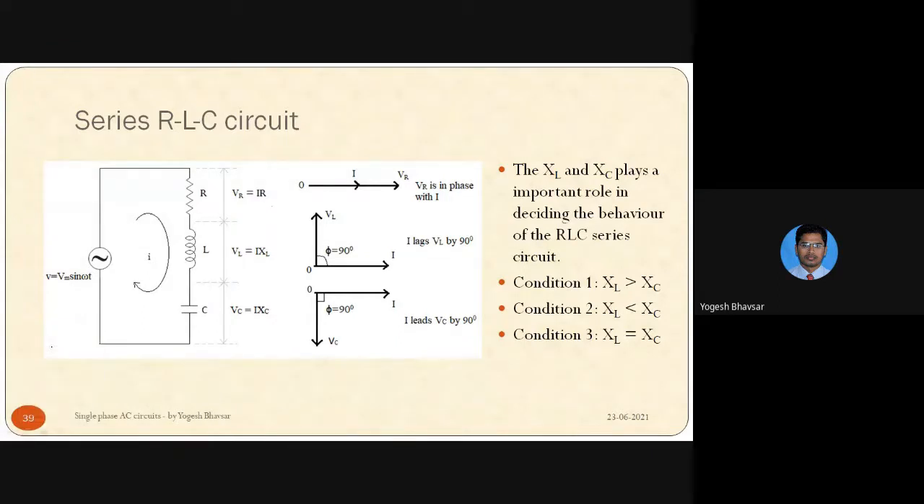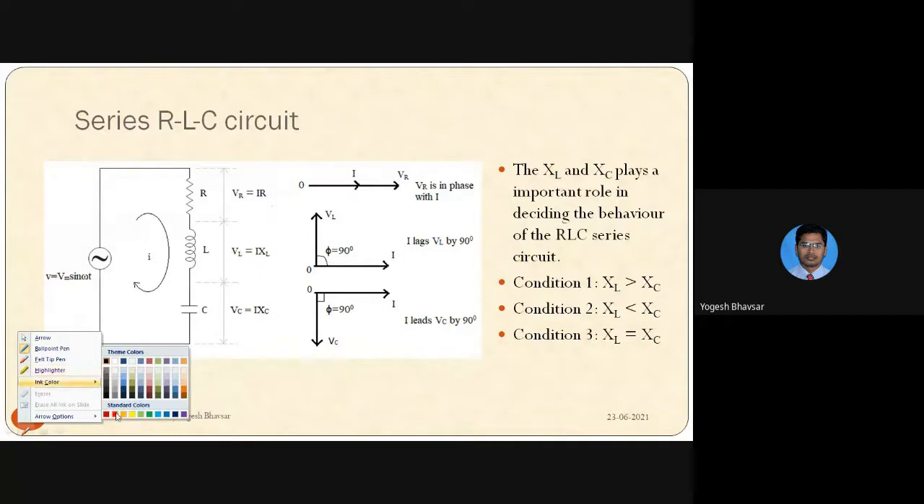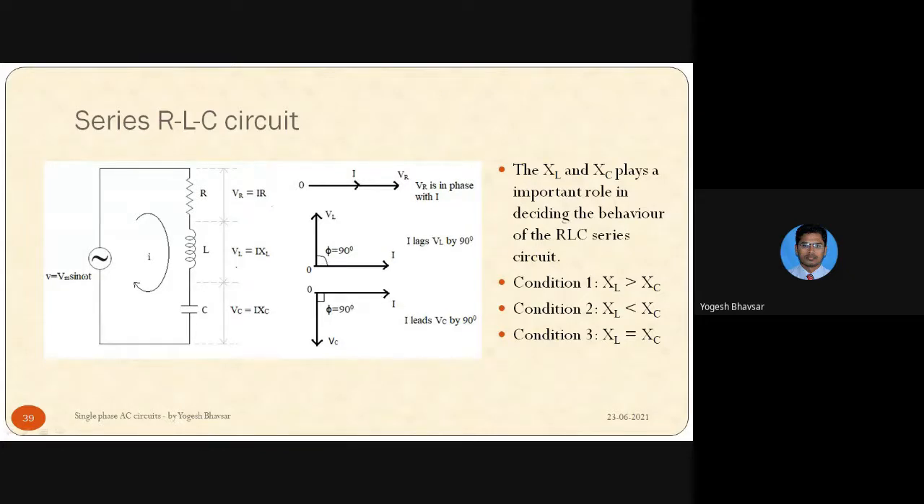Now, like the previous cases, the RL and RC series circuits that we have seen, the phasor diagrams for separate resistive, inductive and capacitive circuits. So let us see it again. The voltage across the resistor VR is IR. Voltage across the inductor VL is IXL, and voltage across the capacitance VC is equal to IXC. So let us draw a separate phasor diagram for purely resistive, inductive and capacitive circuits.